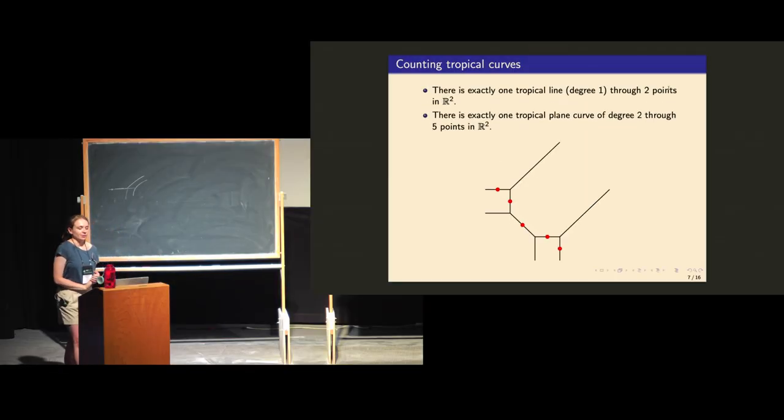Let's do this for degree 2 curves, and we wanted to count them through 5 points. And again, one can show that there is exactly one tropical conic, or tropical plane degree 2 curve, through 5 given points. There will be an exercise about this in the exercise sheet today.